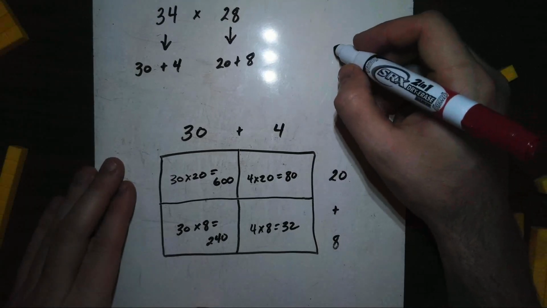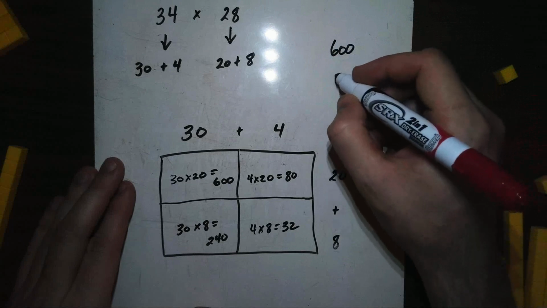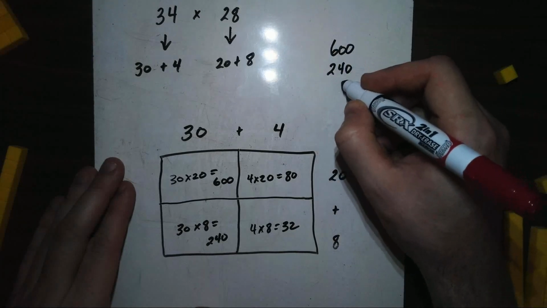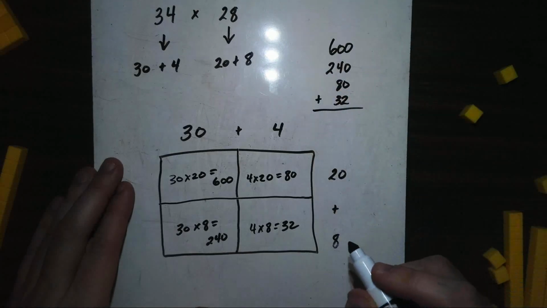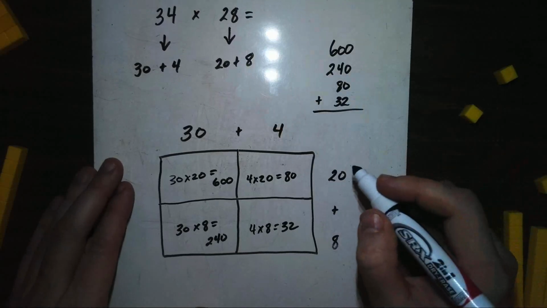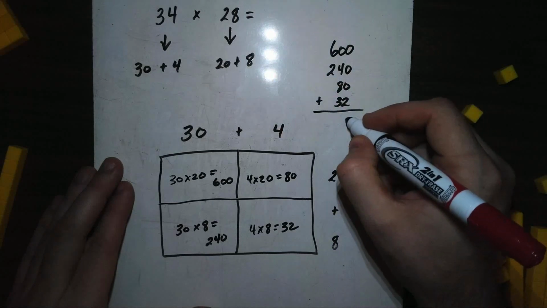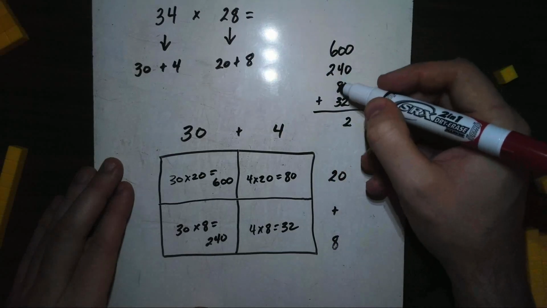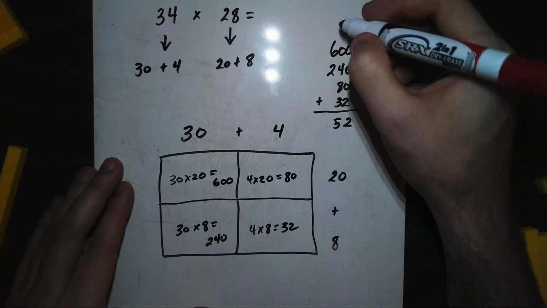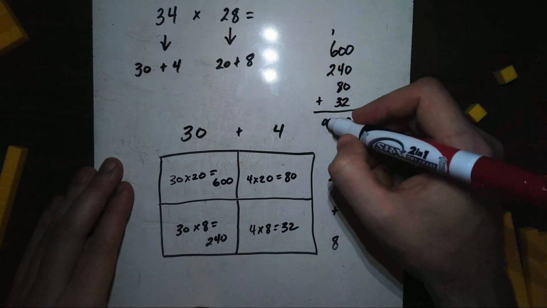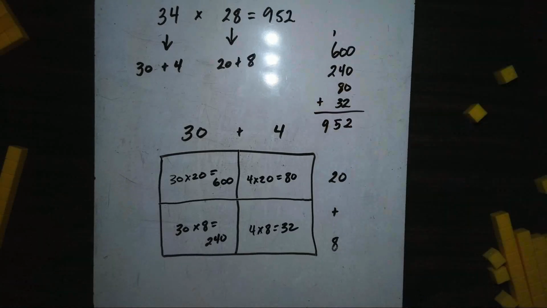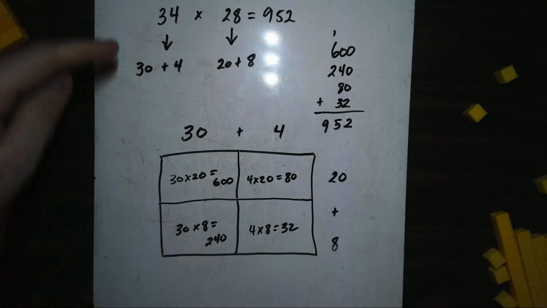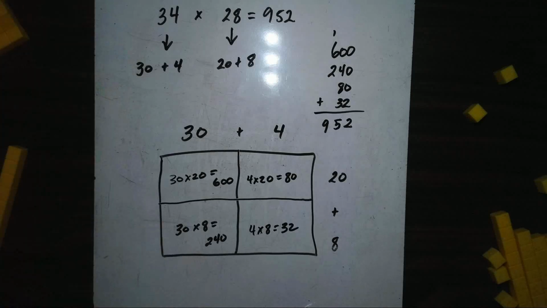So if I take each of those partial products, 600, 240, 80, and 32, and I add them all up, I should get the total product of my original problem. So here I have 2, here I have 12 and 3 is 15, carry my 1, that gives me 952. So using the area method for multiplication, I was able to find partial products to help me find the total product of 34 times 28.